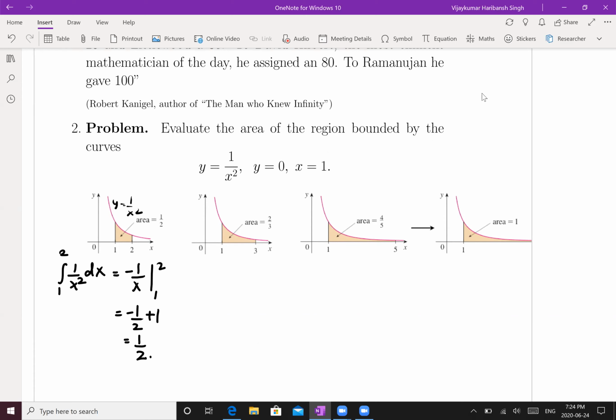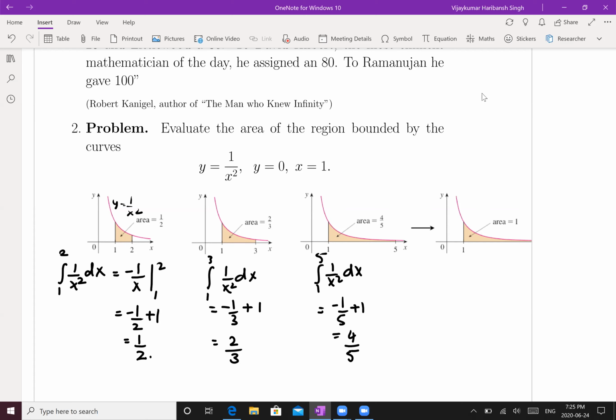Let's do the similar calculation for this part here. In this case, instead of 1 to 2, it will be integral 1 to 3 of 1 by x squared dx. And again, this will be the same as, instead of this, you have minus 1 over 3 plus 1, which is 2 by 3. Similarly, for this part, we have integral 1 to 5 of 1 by x squared dx, which is going to be minus 1 by 5 plus 1, which is 4 over 5.